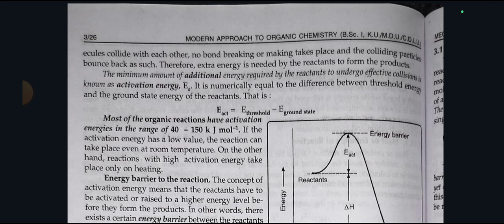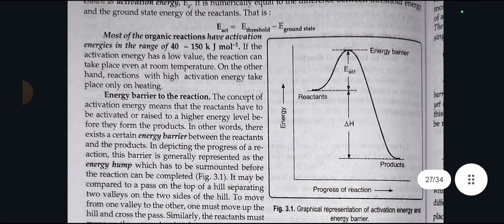The minimum amount of additional energy required by the reactants to undergo effective collision is known as activation energy, Ea. It is numerically equal to the difference between the threshold and the ground state energy of the reactants, that is, E act is equal to E threshold minus E ground state. Most of the organic reactions have activation energy in the range of 40 to 150 kilojoule per mole. If the activation energy has a low value, the reactions can take place even at room temperature. On the other hand, reactions with a high activation energy take place only on heating.